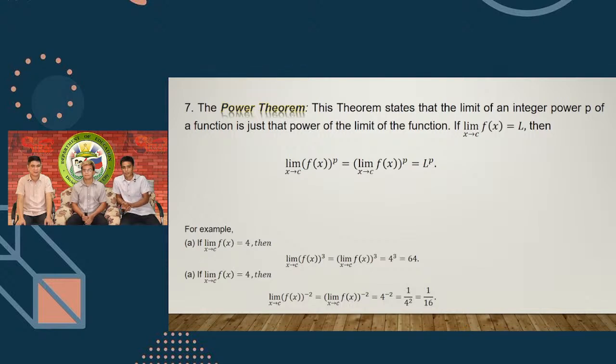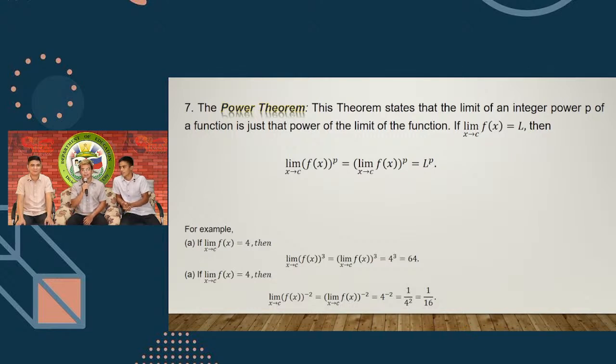So for example, if the limit of f of x as x approaches c is equal to 4, then the limit of f of x raised to the power of 3 as x approaches c is equal to the limit of f of x as x approaches c, to the power of 3. That is equal to 4 to the power of 3, and then simplify, and that is equal to 64.